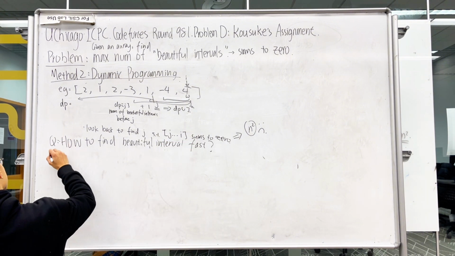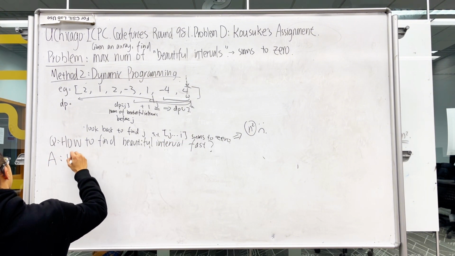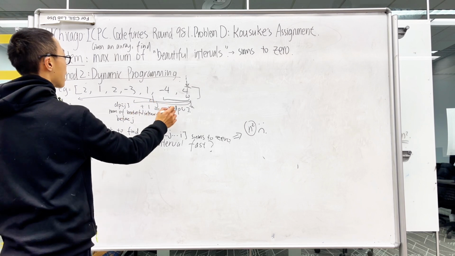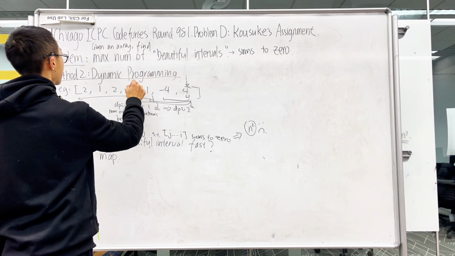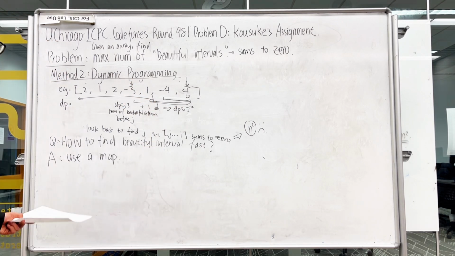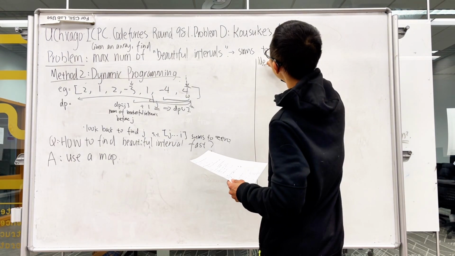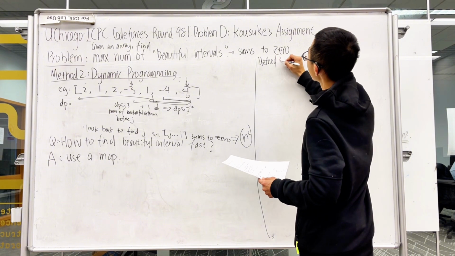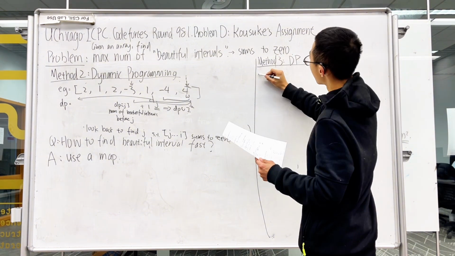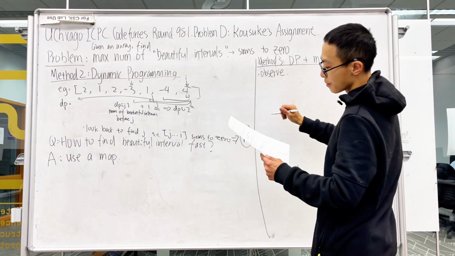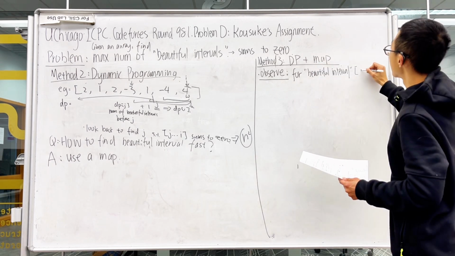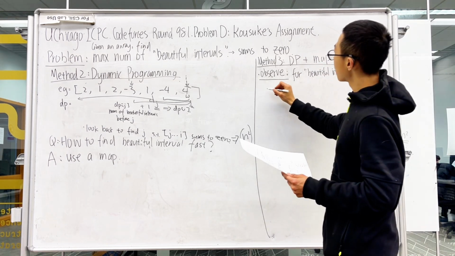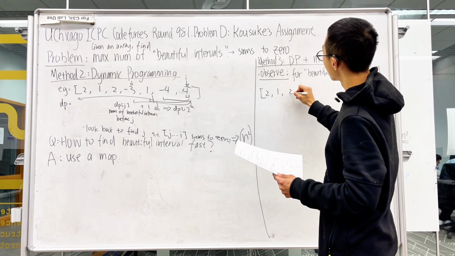The answer is to use a map. If we can keep track of where was the last time we encountered a value, we can use a map to do that. Method 3. Previously we still got an n squared solution with ordinary dp. Method 3, dp plus map. Observe what is special about the beautiful interval. For a beautiful interval j all the way to i, for example 2, 1, 2, -3.